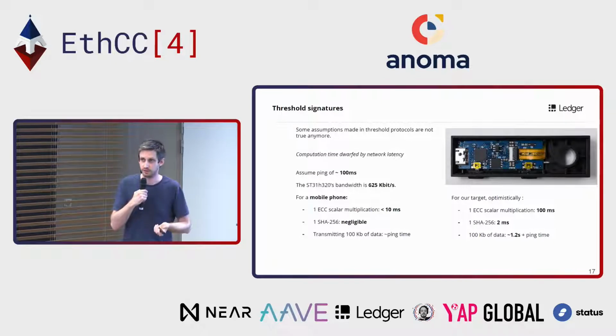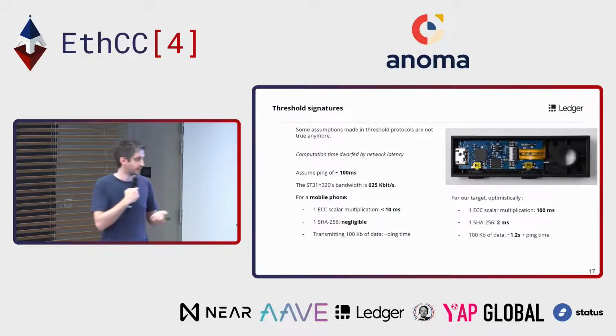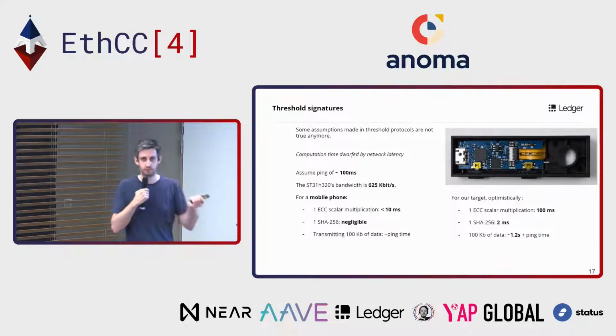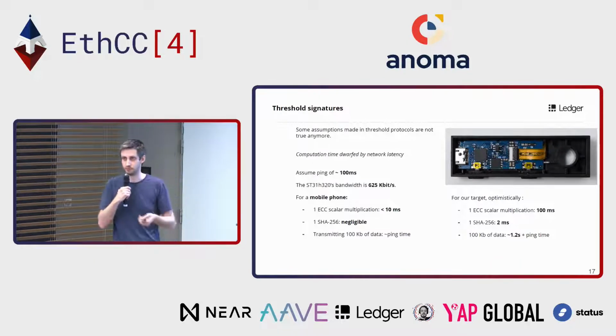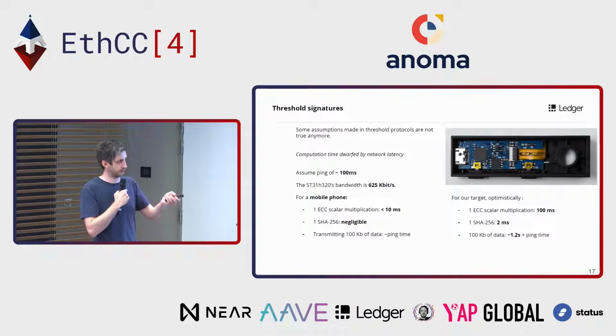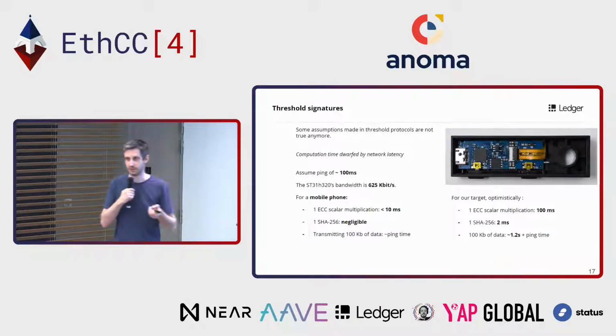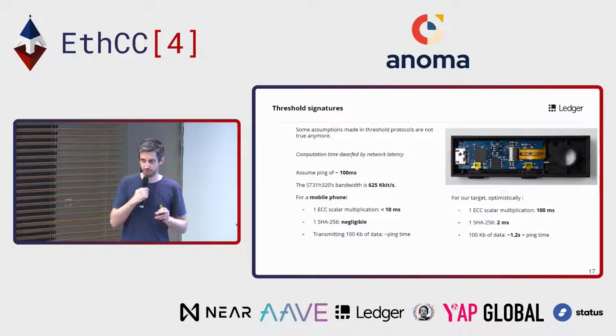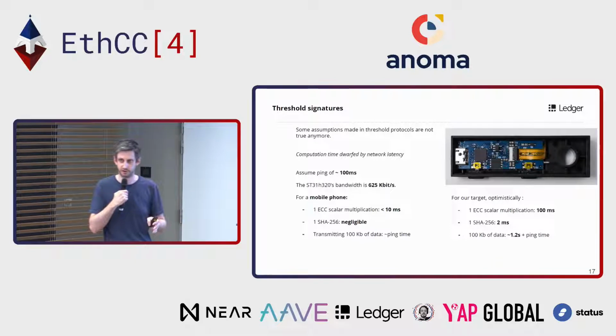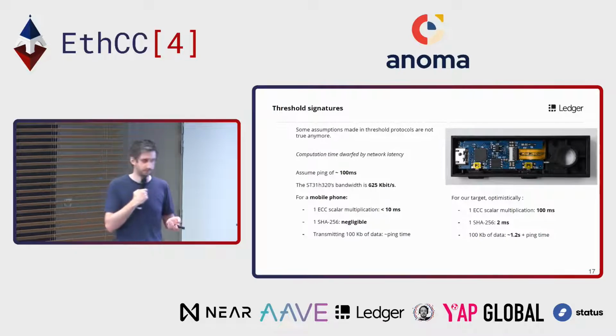Hashing is usually considered negligible. And transmitting 100 kilobytes of data is instant. You're already on the network. It's the blink of an eye. But on our device, one scalar multiplication, optimistically, is 100 milliseconds. And I think you can only reach that time if you discard all side channel countermeasures and fault injection countermeasures that we usually want to keep. Hashing is about 2 milliseconds, so it's not negligible anymore.